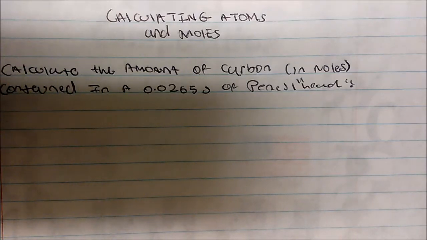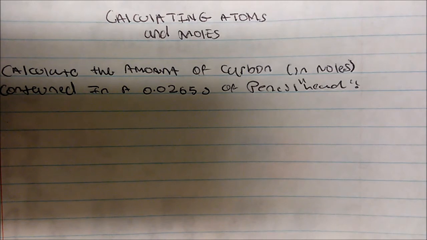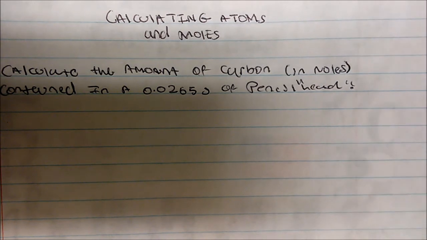So in this video, I'm going to talk about calculating atoms and also moles. Okay. So I have this problem where it says calculate the amount of carbon in moles contained in 0.0265 grams of pencil lead. Well, we should know by now that pencil lead is made up of carbon, but if you don't know, that's okay. The process and the dimensional analysis is what I want you to see.